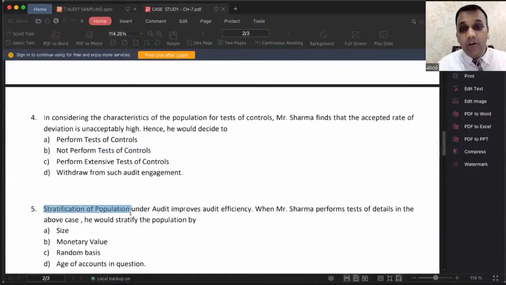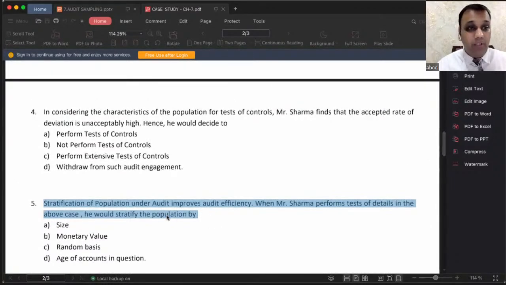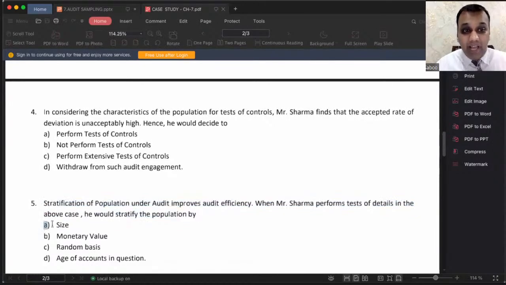Stratification of population under audit improves audit efficiency. When Mr. Sharma performs tests of details in the above case, he would stratify the population by. So we did it today, that in the case of test of details, stratification may be done on a particular basis, and that particular basis is size, monetary value, random basis, or age of accounts in question. We have covered it today only, when we were studying stratification and value weighted selection, in the case of test of details. This particular statement was right over there.